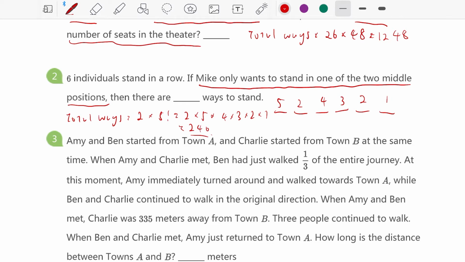So this one is a good review on the multiplication principle. Even though we are not sure where exactly Mike stands, we are for sure that he only has 2 ways. So we can draw the diagram. Just imagine that Mike is standing at any one of the 2 seats that is supposedly allocated to him. That's the main idea. That's how powerful the multiplication principle is. As long as we know the number of choices, we can simply multiply them together. I hope this one is clear.